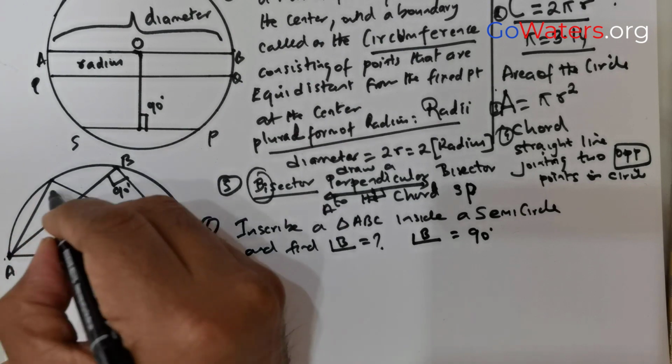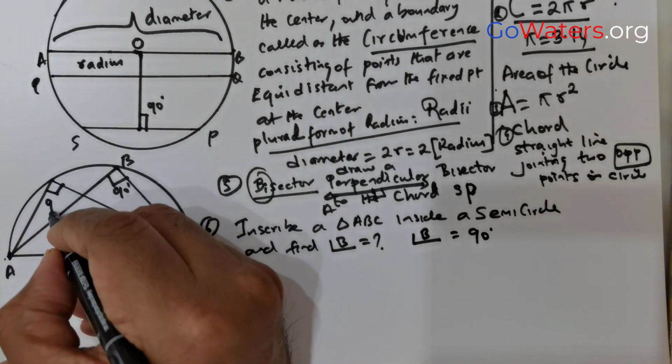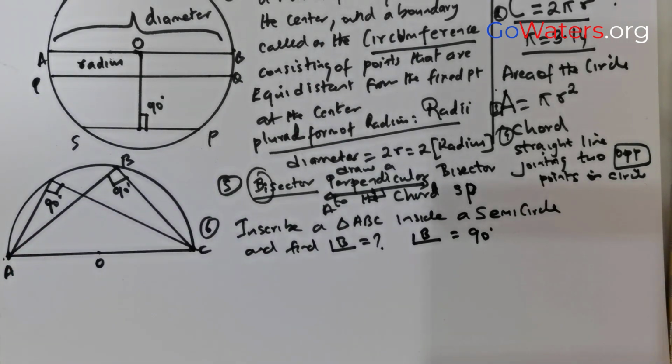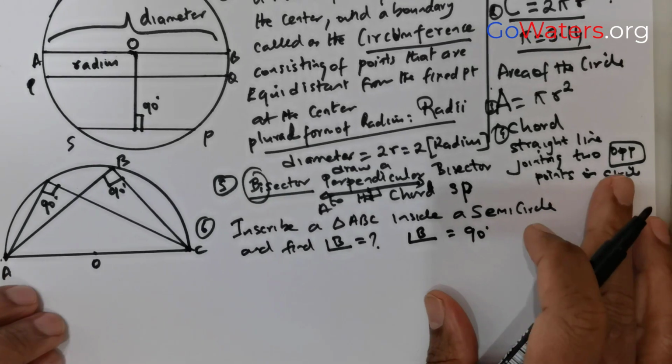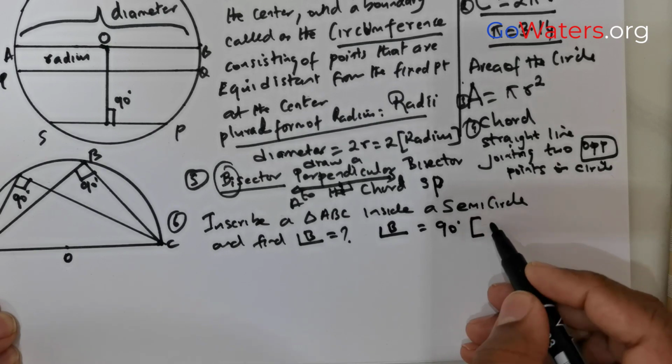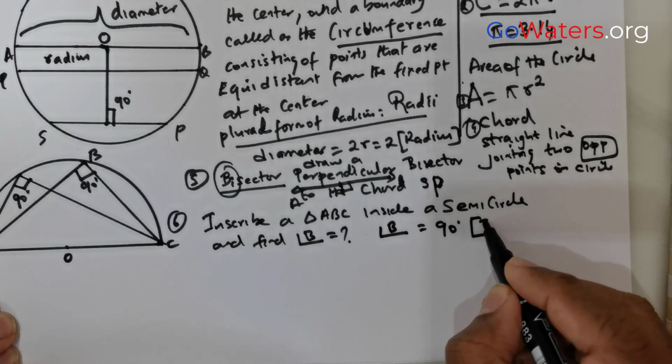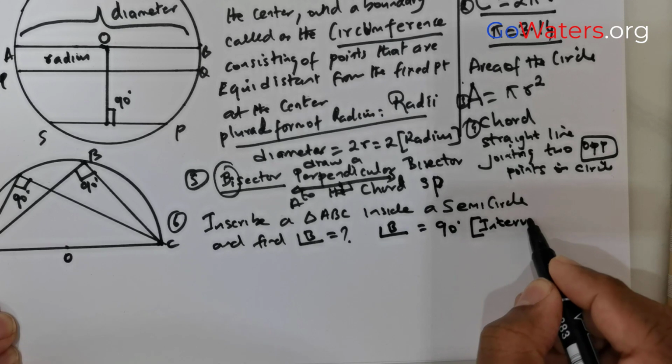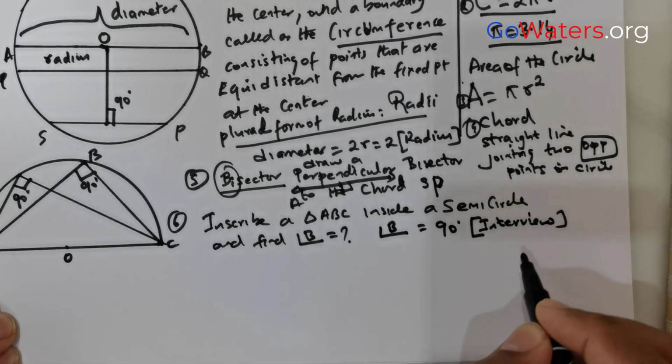Right? This would still be 90 degrees, right? So that is the power of the circle. And this is a very important knowledge point which will be greatly asked in competitive exams or in any interviews for that matter. This is an interview question. I'm going to give you an example later on.